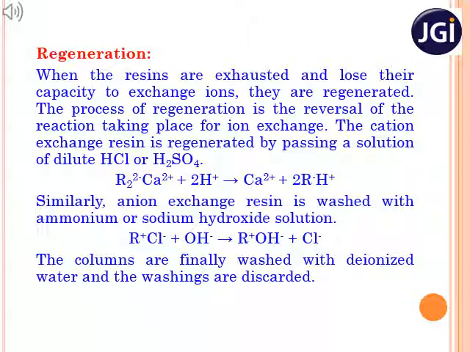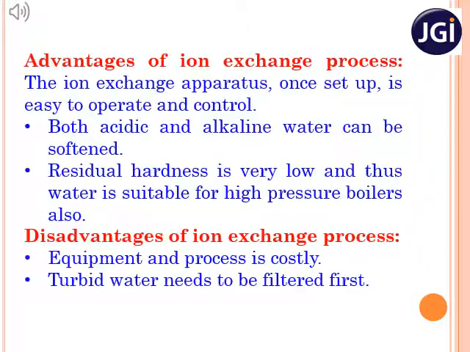Finally, both the columns are washed with deionized water to remove the traces of acid and base. The ion exchange apparatus is user-friendly and hence it is easy to operate. Both the acidic water and alkaline water can be converted to soft water using this method. The hardness which remains even after conversion is negligible and therefore such water can be used for our daily needs.